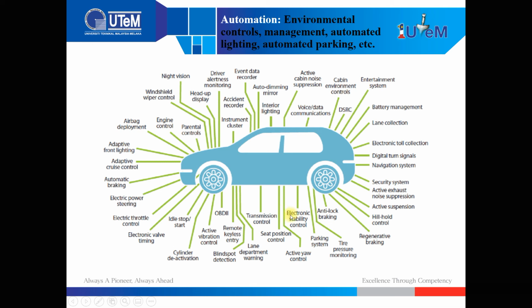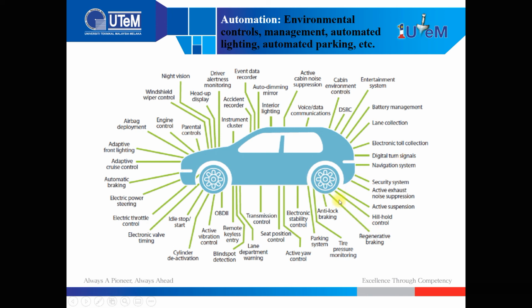Electronic stability control, ESC, seat position control. Remote keyless entry pun sekarang dah semua kenderaan menggunakan. Blind spot detection is very very crucial. Automatic dimming center mirror, cabin environment control, macam-macam. Semua ni memang dah ada. Electric power steering pun memang dah lama ada. Lane departure control pun ada.